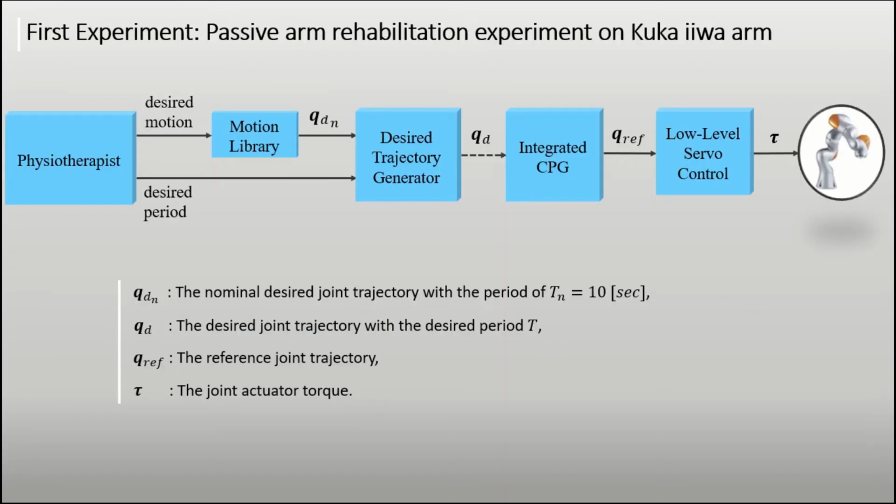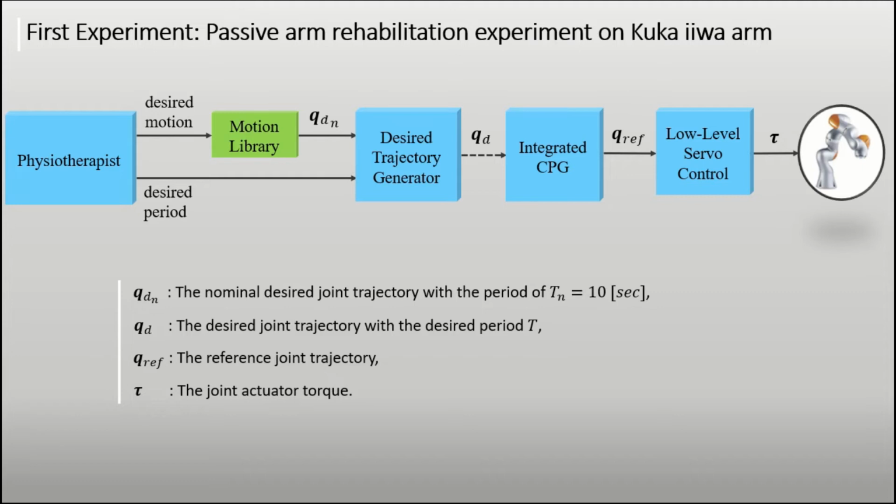First experiment: passive arm rehabilitation with a KUKA iiwa robot arm. In this experiment, we first generate offline a motion library for the desired nominal cyclic motions. The desired nominal motions have a time period of 10 seconds. For each motion, the corresponding desired periodic joint trajectory is generated by using a parameter optimization technique.